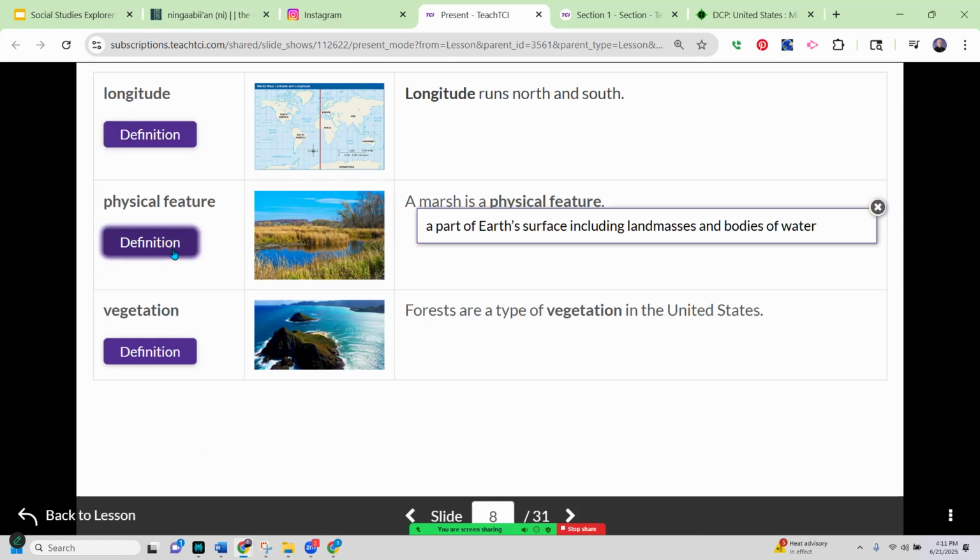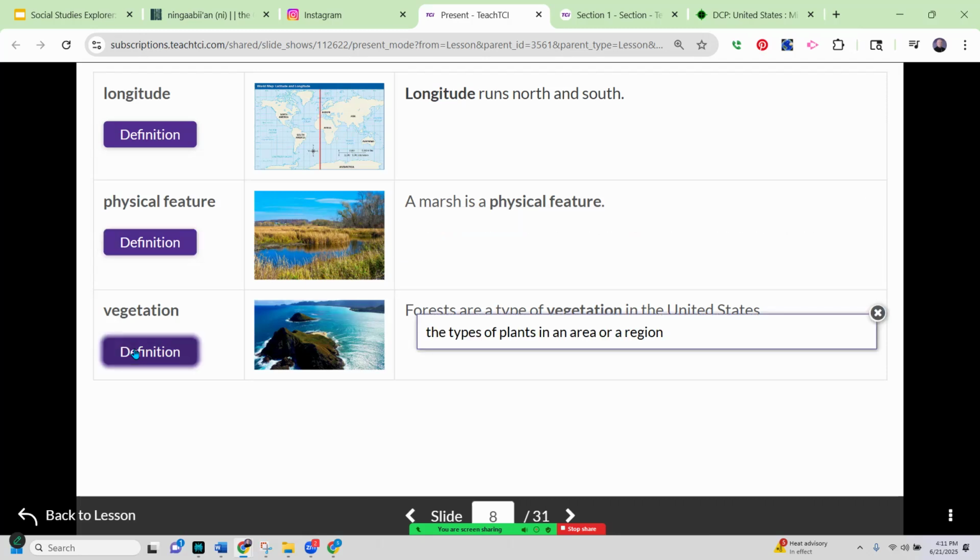A physical feature is a part of our surface, including land masses and bodies of water. This one here is a marsh. And vegetation, the types of plants in an area or region.